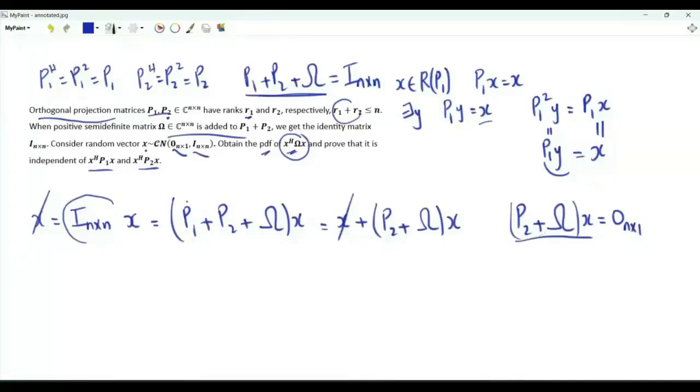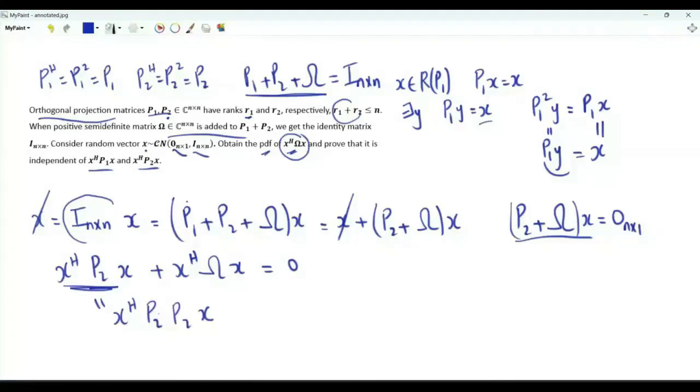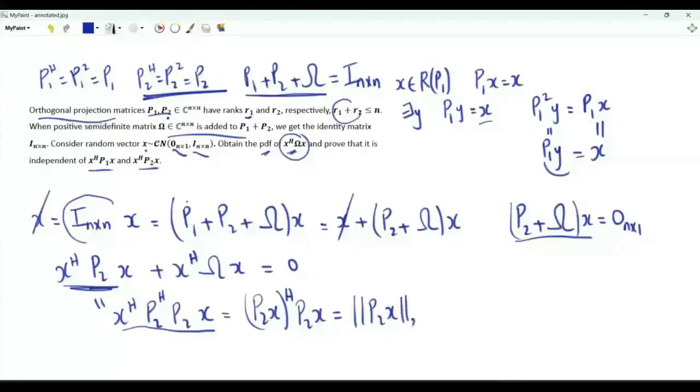Multiply both sides from the left by x Hermitian. We get x Hermitian P2 x plus x Hermitian omega x equal to 0. Note that this quadratic form is equal to x Hermitian P2 P2 x. Because P2 is idempotent, we can also add Hermitian here. It's an orthogonal projection matrix, so it is both idempotent and Hermitian. This quadratic form is P2x all Hermitian times P2x. That's the L2 norm squared of vector P2x.